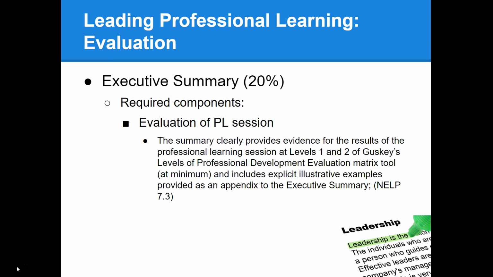So the evaluation of the PL session, go ahead and take a look at this real quick. In the last slide I mentioned providing examples. So overall, how did your PL session, or your professional learning session, go? What goals were met and which were not? And this is where you want to provide specific pieces of evidence. This could be a PowerPoint, it could be pictures, it could be samples of work that were completed by your participants.